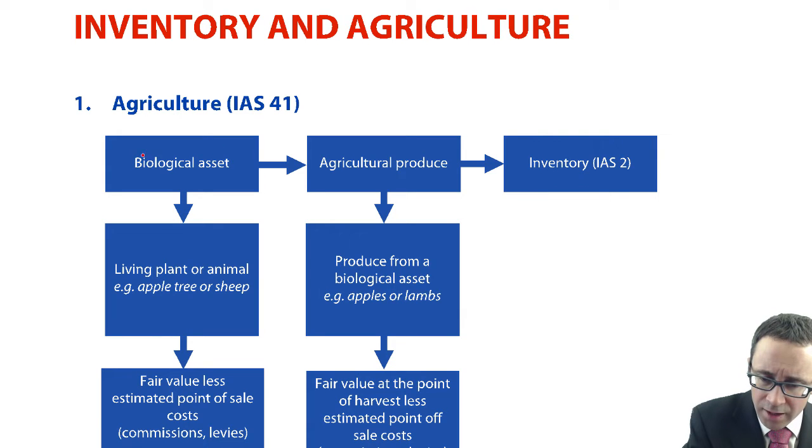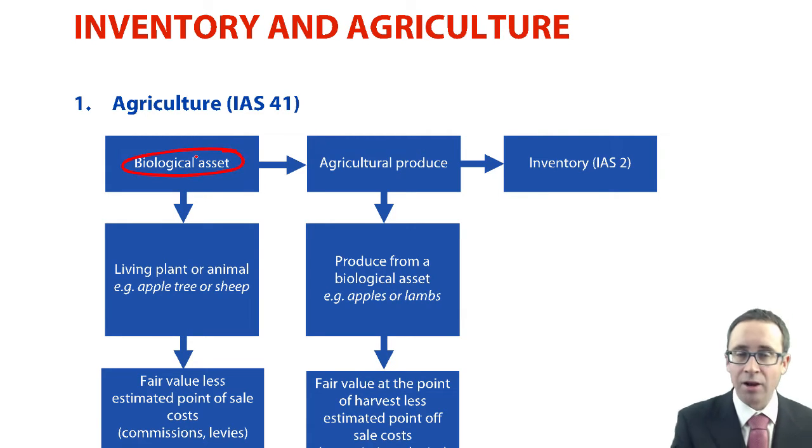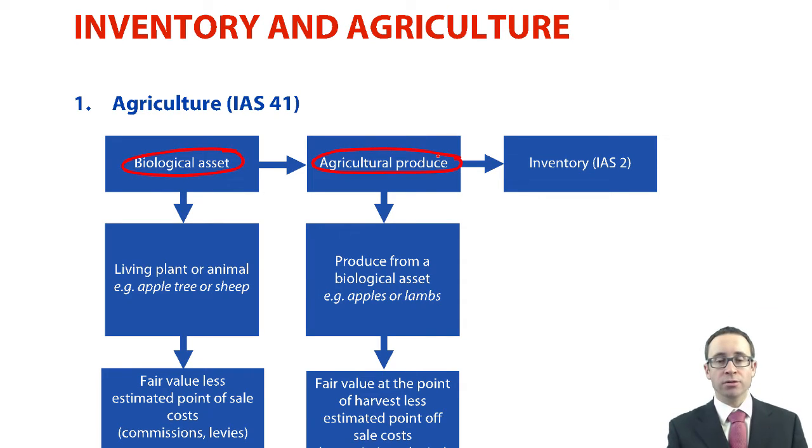First of all, looking at the definition of what a biological asset is, and also what constitutes agricultural produce. And once we've done that, we then need to think about the measurement and how we account for any change in that measurement before ultimately it's then transferred into inventory, whereby that agricultural produce is ultimately then sold to the end user.